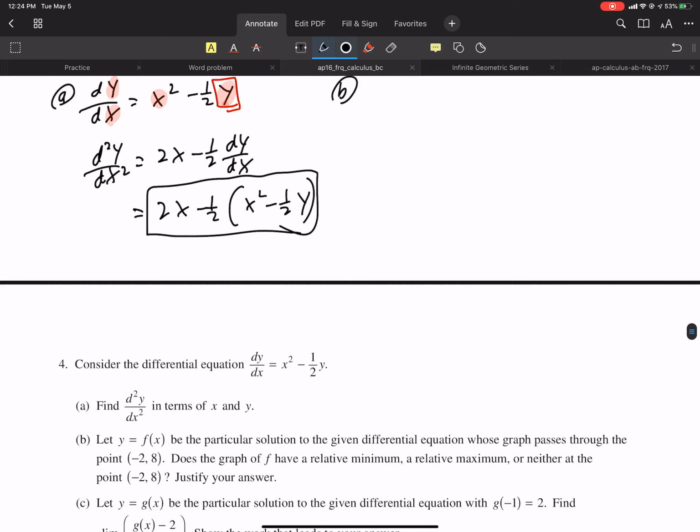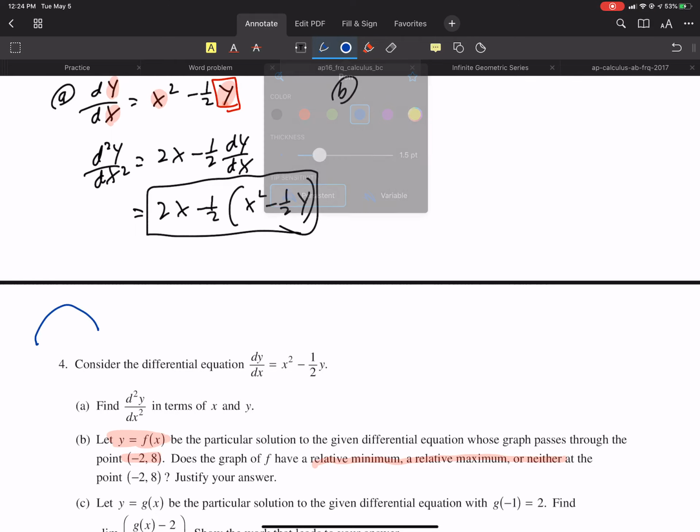So f of x is a particular solution. What they're saying is this is the actual function, and it goes through this point. They want to know if that point is a minimum, maximum, or neither. So we have two options: the first derivative test and the second derivative test. Let me review that real quickly.